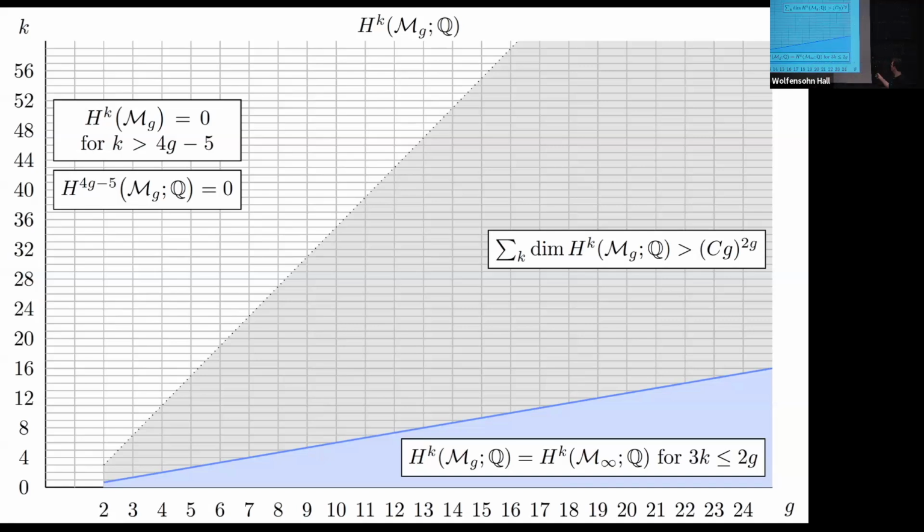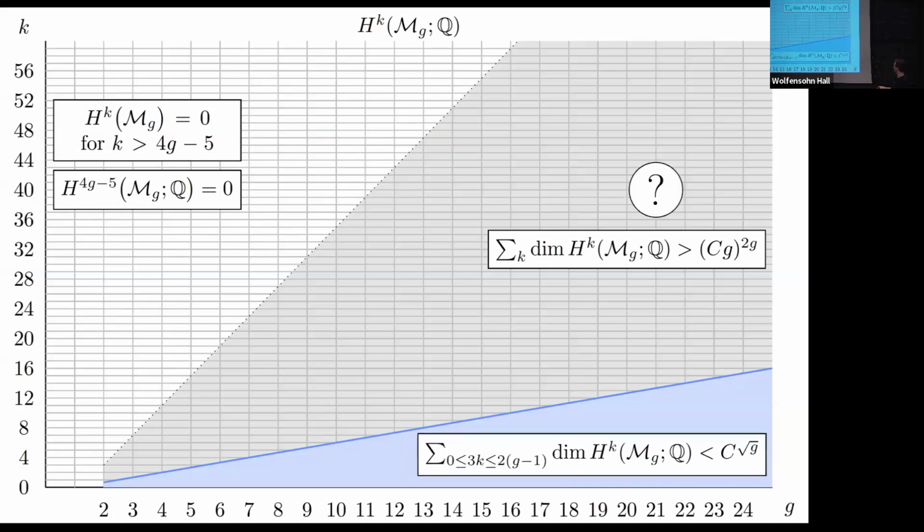So there's lots of cohomology in this gray area, and we also know that it's not explained by the stable cohomology, because the amount of stable cohomology down here is actually pretty small. And then there are some explicit computations, but these are very complicated. They use algebraic geometric techniques, and they go up to genus 4. The genus 4 computation was done by Tommasi in 2004, I think.